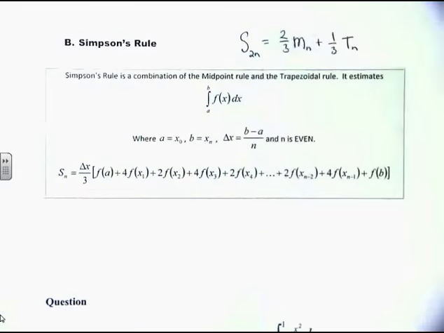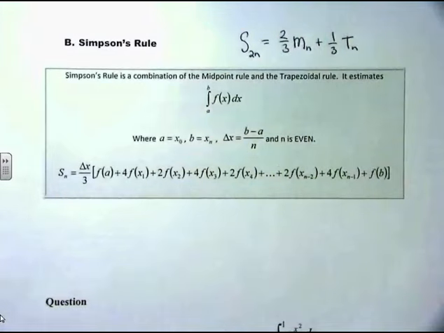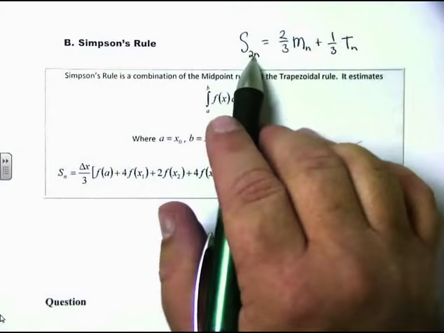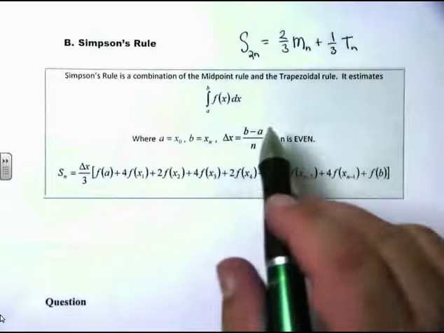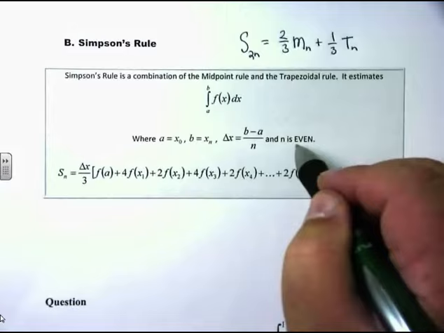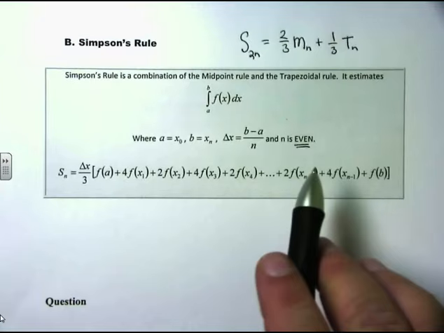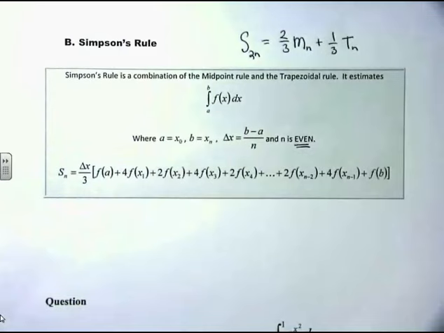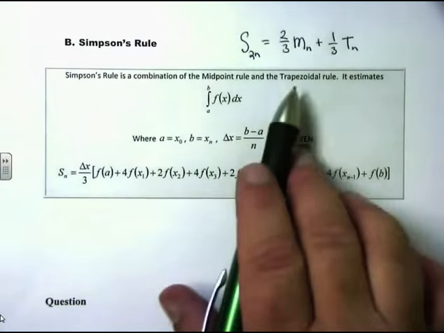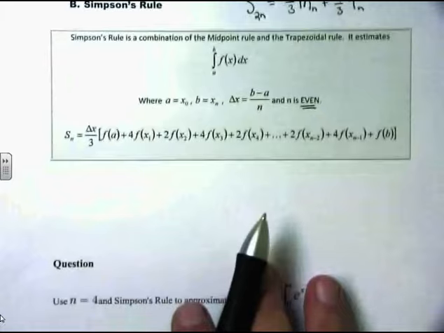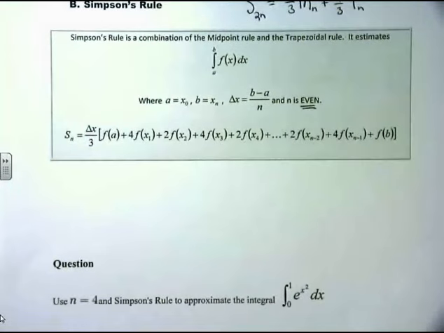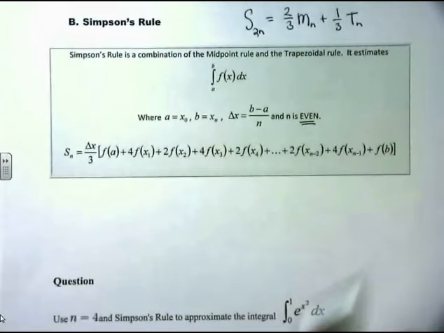If I take 2/3 the midpoint rule plus 1/3 the trapezoidal rule, that gives me Simpson's Rule for twice the number of partitions. Because it's based upon twice the number of partitions, when we're doing this particular rule, we always say that the partitions have to be an even number. N equals 4, 6, 8, and so forth. You've got to have an even number of partitions because it's a combination rule, and when you combine these two formulas, you get Simpson's Rule, the better approximation for the integral.